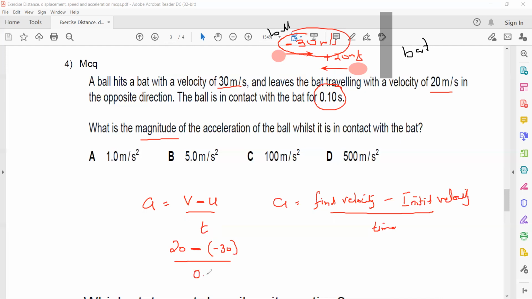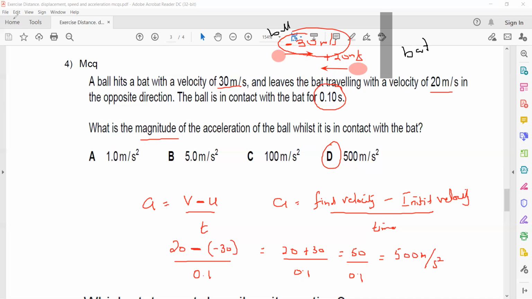So what is the time interval? That's equal to 0.1. So when I solve this, this will be 20, minus minus is plus, and divide by time interval 0.1. So 20 plus 30, that's equal to 50 divided by 0.1, and 50 divided by 0.1 is equal to 500 meter per second square. So the acceleration of this ball is 500 meter per second square, which matches option D. Because there is a change in direction, if one of the velocities is negative, then the other should be positive.